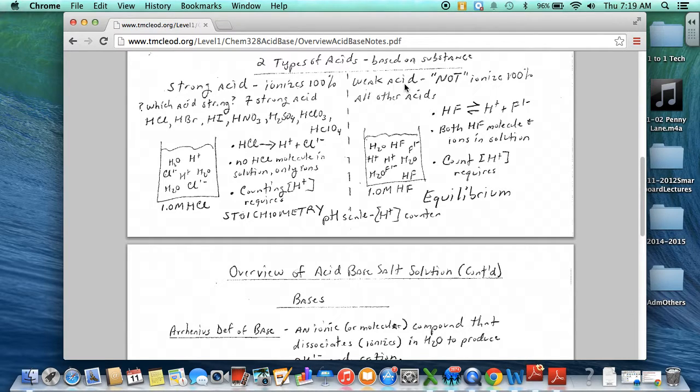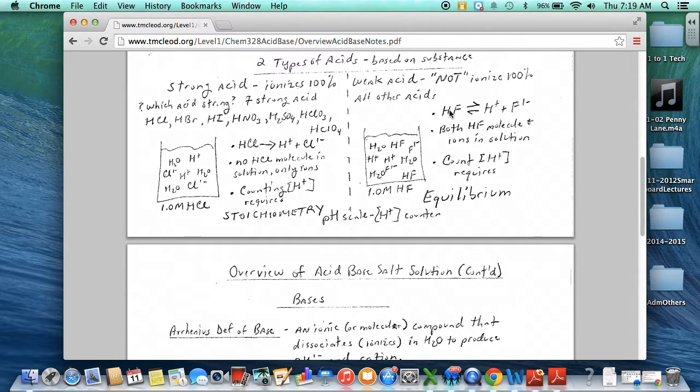Whereas in a weak acid, not all the acid molecules ionize. So therefore, here's HF, this is a weak acid. As you can see in both of them, I apologize, there's always water in there. And we'll talk about water actually being a weak acid too. But in this one, we have HF as a weak acid.